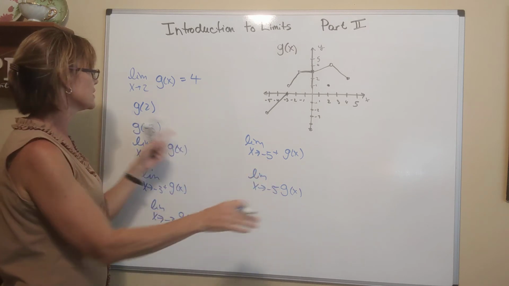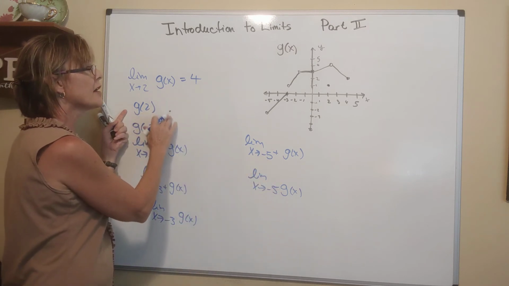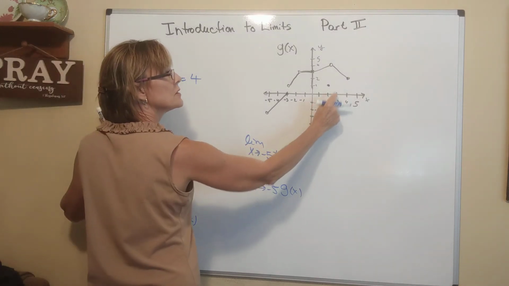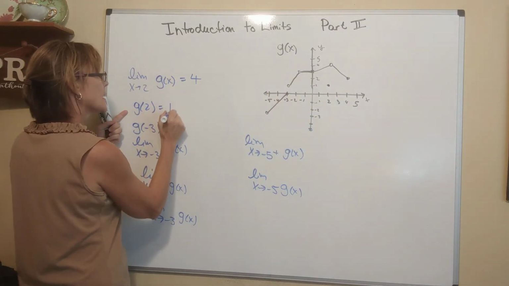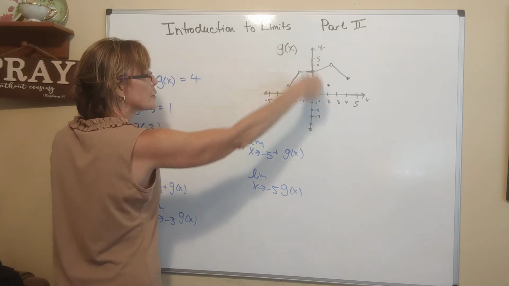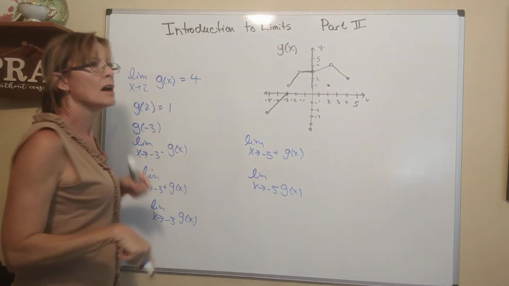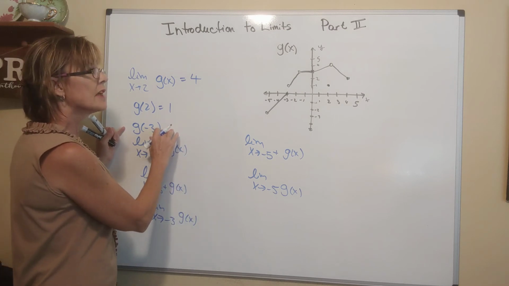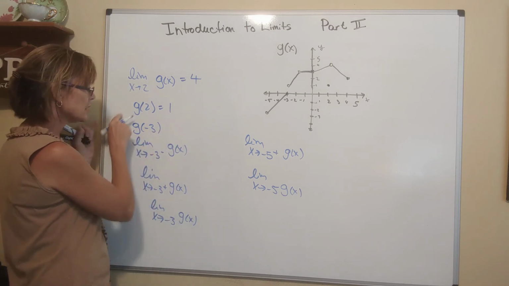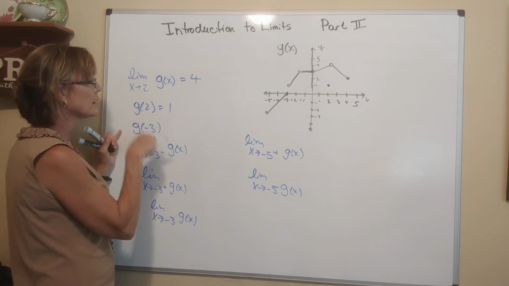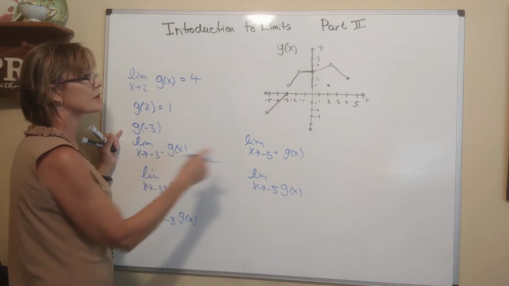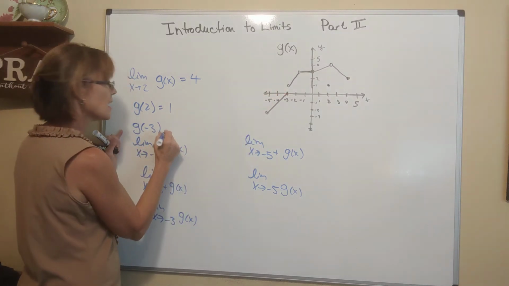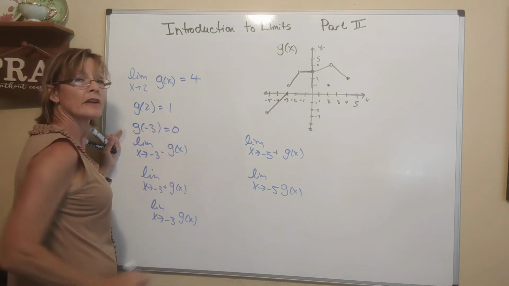Totally separate question. What is g(2) defined to be? g(2) is defined to be 1. This, by the way, is called a removable discontinuity. You'll learn about that in calculus. But anyway, let's see, g(-3). This is not a limit. Do you see the word limit? No. What is g defined to be at x equals -3? There's a solid circle. It's on the x-axis. This is equal to 0.